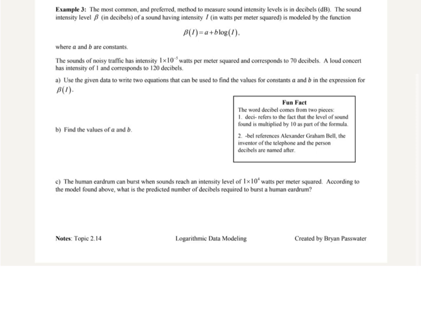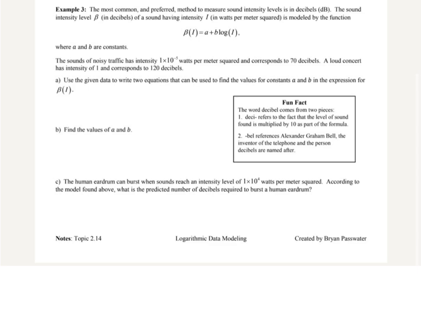Moving on. Example 3. What's that weird B? Example 3, that's a beta. That is a Greek letter. It says the most common and preferred method to measure sound intensity level is called the decibel. Decibel. Fun fact. Read the fun fact down here with me. The word decibel comes from two pieces. One, deci refers to the fact that we're in multiples of 10. Bell refers to Alexander Graham Bell, the inventor of the telephone. So that's why we measure in decibels.